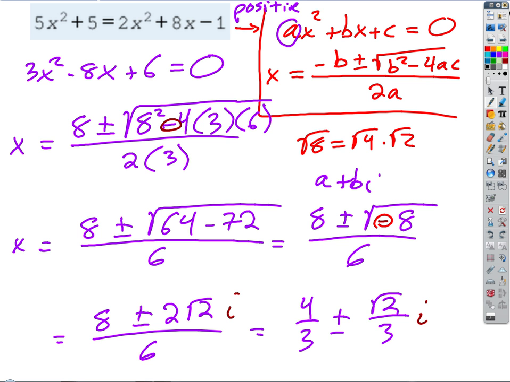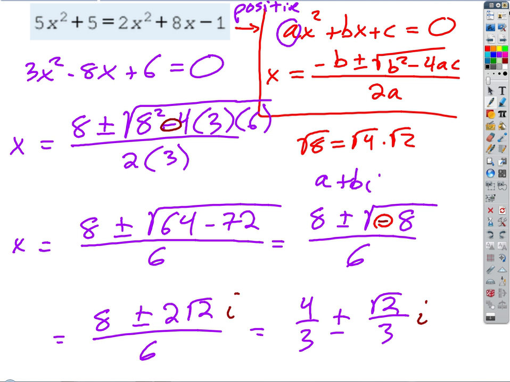Okay, because you get a negative number under the radical, right? That's what's going to tell you if you get i's or not. So there are going to be some questions that ask you to do this, where I don't even care what the answer is. They're just going to say, I want you to tell me what kind of answers you are going to get, and how many of those are you going to get, right?